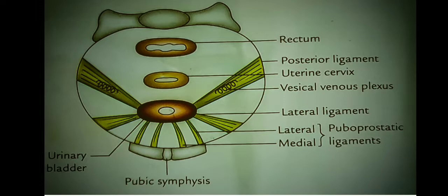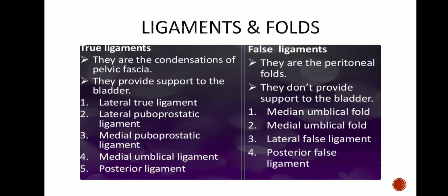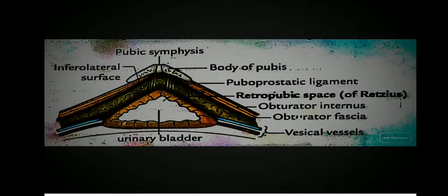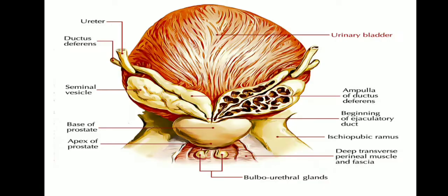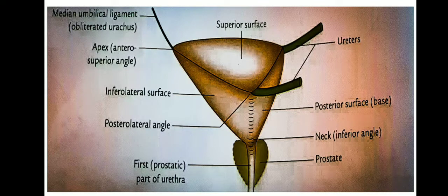Now coming to the median umbilical ligament, which is the fibrous remnant of the urachus. It extends from the apex of the bladder to the umbilicus, and it maintains the bladder in position both anteriorly and superiorly. As I mentioned earlier, this is the median umbilical ligament.